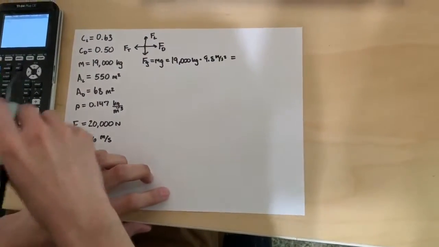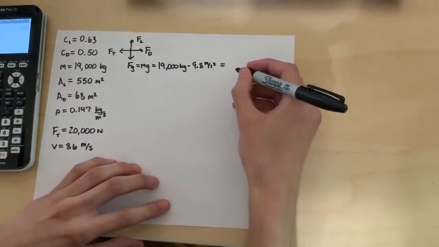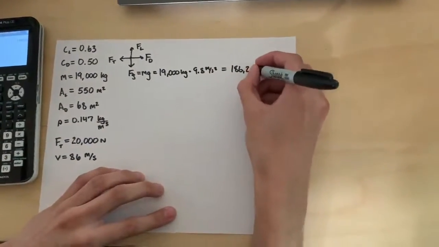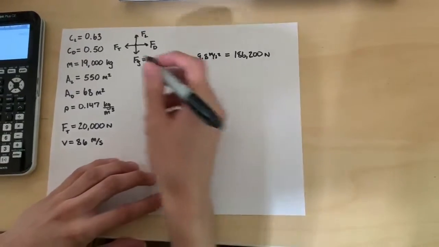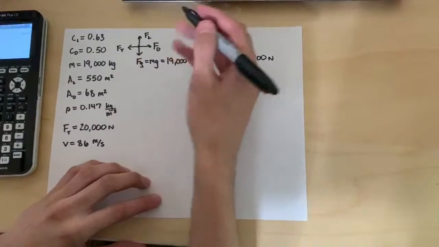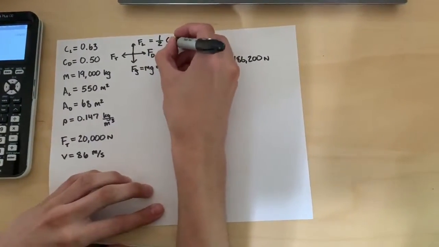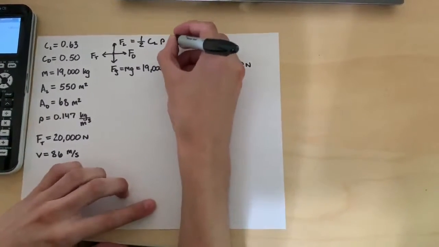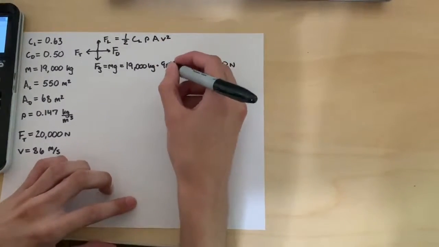If I calculate that real fast, that comes out to 186,200 newtons of gravitational force. So we're going to counteract that gravitational force with the force of lift, and the force of lift is going to be equal to 1/2 times the coefficient of lift times rho times the area times the velocity squared.